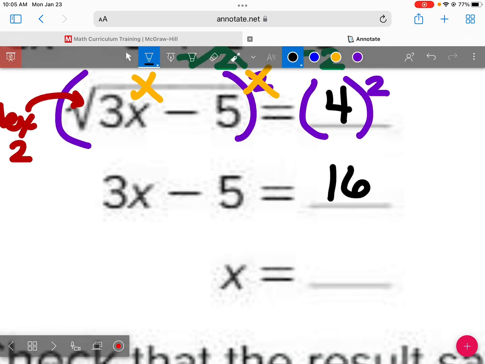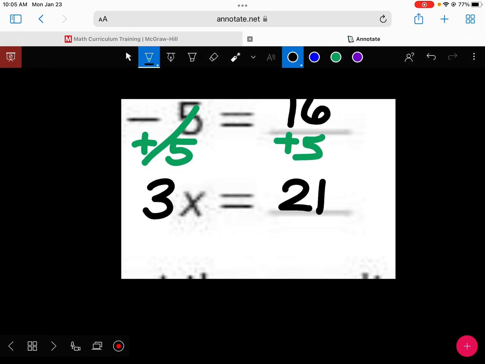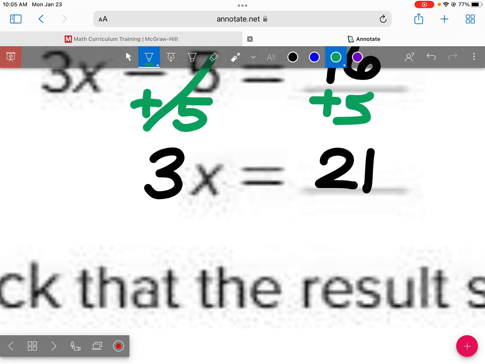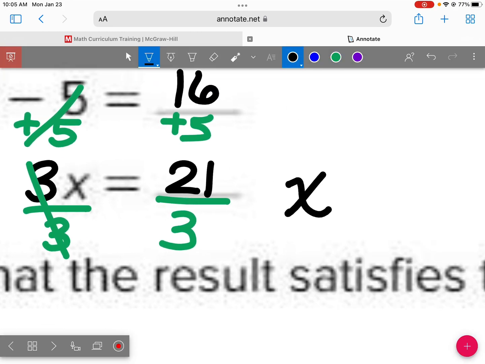What do I do now to get x all by itself? Add 5 to both sides. They didn't give me a lot of room to do this, so I'm going to take a little bit more room than they gave me. That would be 3x then, right? 3x equals what? 21. How do I get it to be just x now? Divide both sides by 3. 21 divided by 3? x equals 7.